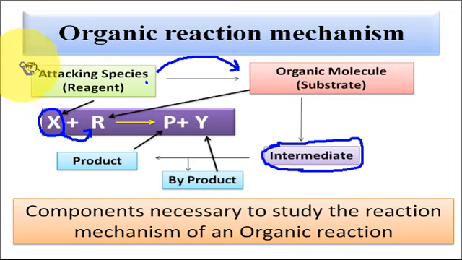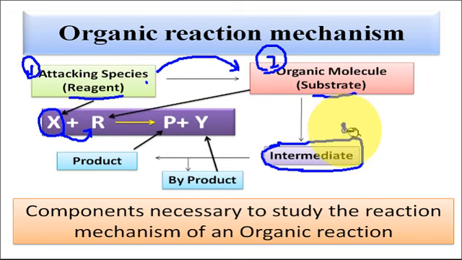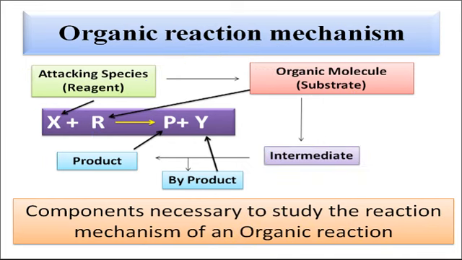First is the attacking species, which is also known as the reagent. Second is the organic molecule on which the attack takes place, which is known as the substrate. Third is the intermediates formed during the reaction, and fourth is the final product of the reaction. You must remember the components necessary to study the reaction mechanism of an organic reaction: the reagent, the substrate, the intermediate, and the final product.